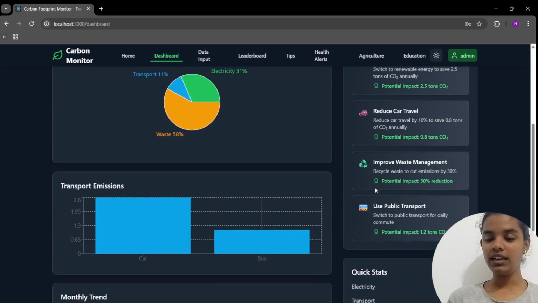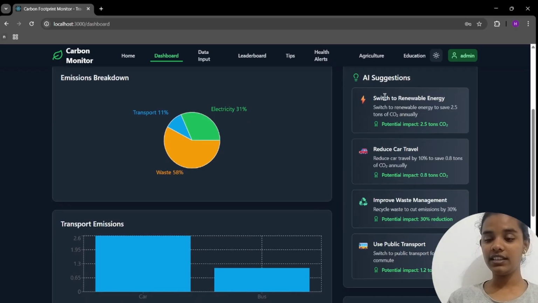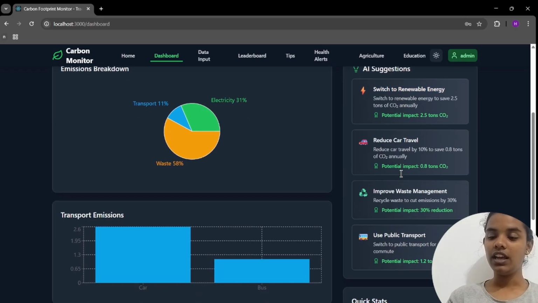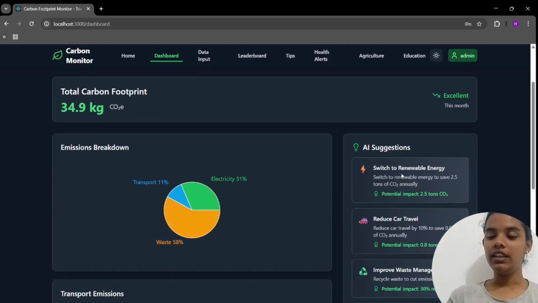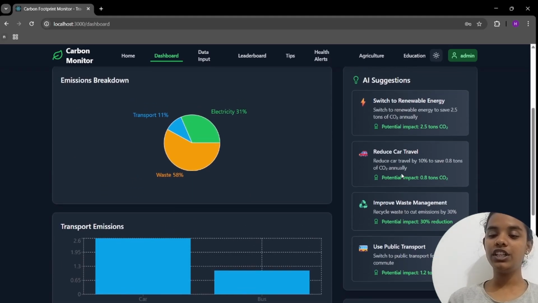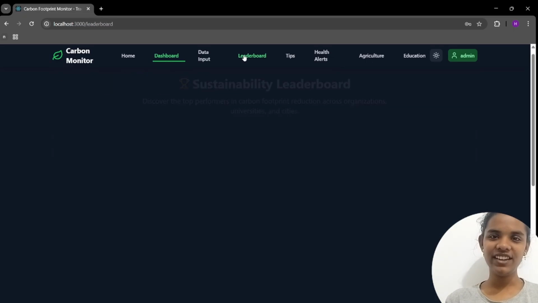As you can see, here we have AI suggestions which show we have to switch to renewable energy, reduce car travel, improve waste management, and use public transport. The AI suggestions are tailored differently for each individual, each university, and each industry, depending on the use of data resources. Then we have the leaderboard.